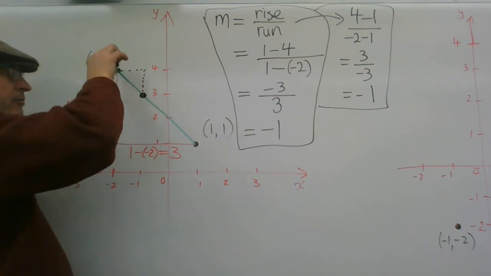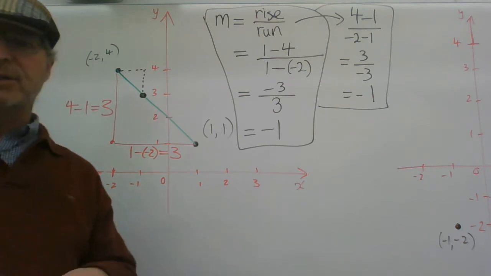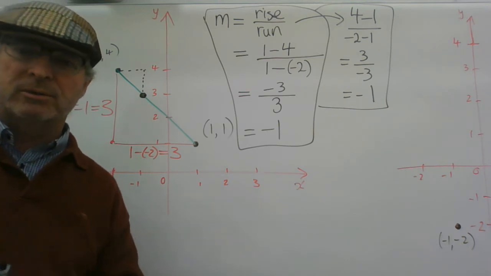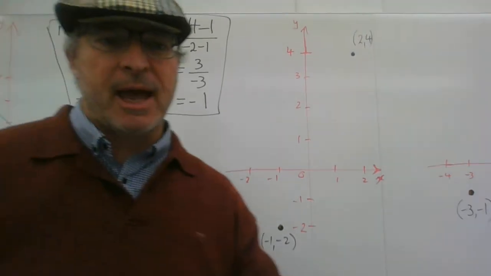You go down 1 for each one across to the left. That's what it's meaning. It has a gradient of minus 1 because it goes down 1 for each one across. Two more quick examples.